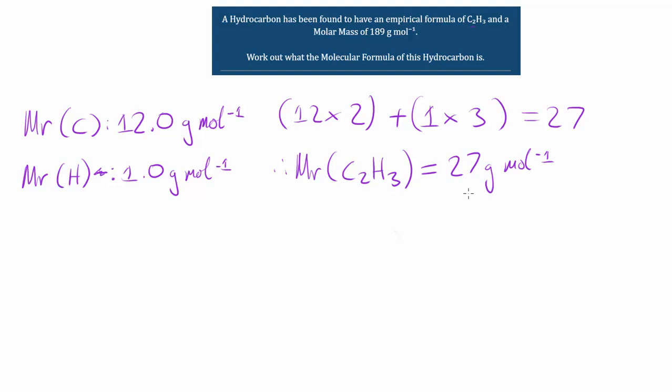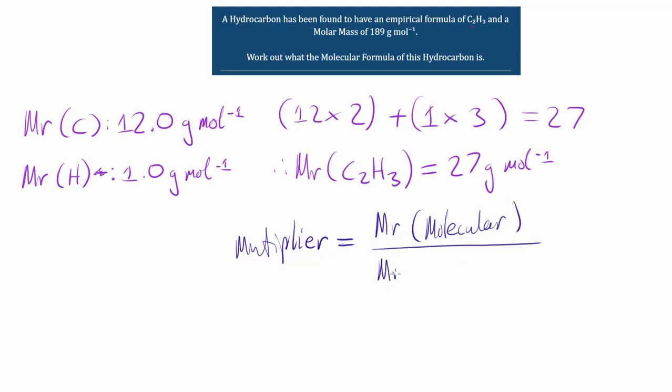So effectively, this gives us an opportunity to say, well, if we can figure out the scale factor, effectively the multiplier between the empirical and the molecular, we can use that to work out our molecular formula. So the equation I'm going to use for this stage is that the multiplier is equal to the molar mass of the molecular formula, so I'll put Mr molecular, divided by the Mr of the empirical formula, so I'll put Mr empirical, okay?